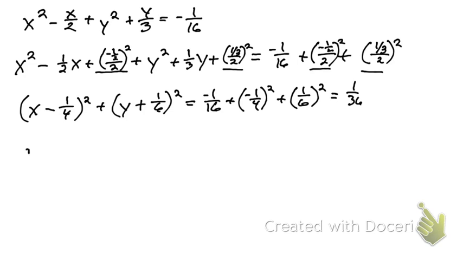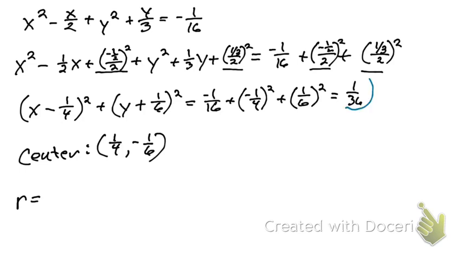So that means our center is going to be a positive 1/4 and a negative 1/6 because it's in parentheses, so it's going to be the opposite. And our radius is actually going to be the square root of whatever number's on that other side. So that is 1 over 36. So our radius is going to be the square root of 1 over 36, which actually equals 1 over 6. So that's my center and that's my radius. Does that make more sense?